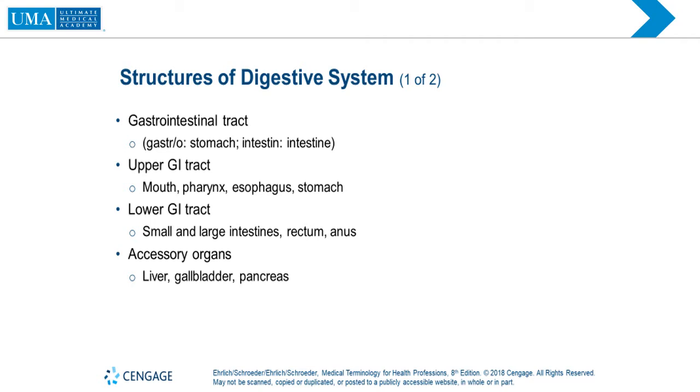Now, when we take a look at the lower GI tract, this is sometimes referred to as our bowels, and this is made up of the small and large intestines, plus the rectum and the anus. Here, you'll notice digestion is completed and the waste material is being prepared for expulsion from the body. The accessory organs of the digestive system include our liver, gallbladder, and the pancreas.